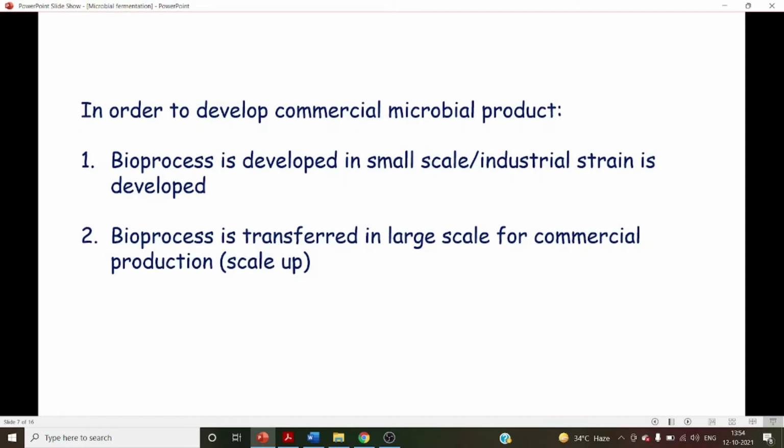Now what is bioprocess? It is a process of producing a microbial product in higher yield for commercial production. So basically it is a process which is applied for producing the commercial product in higher yield. So what process do the scientist or industrial microbiologist have to apply so that the product is produced in higher yield? This is called bioprocess.